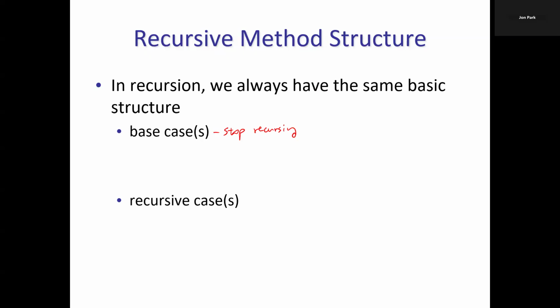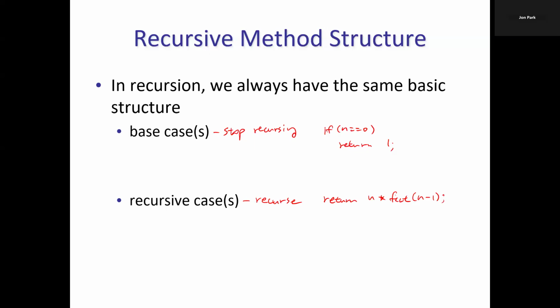So if you think about factorial, the base case is if n is 0, return 1. And then the recursive case is obviously the case where you recurse. So for factorial, it's where you return n times fact of n minus 1.